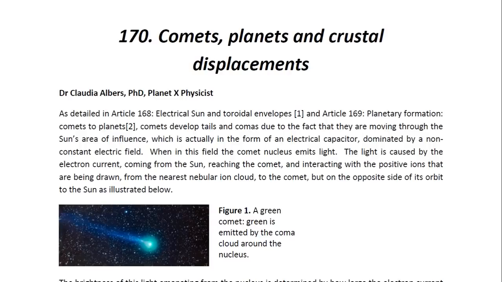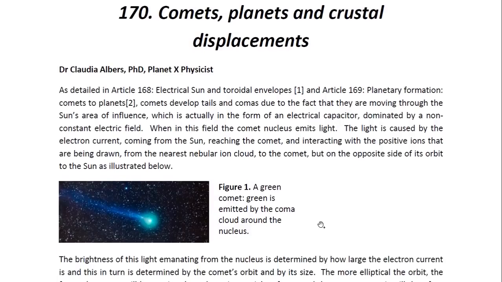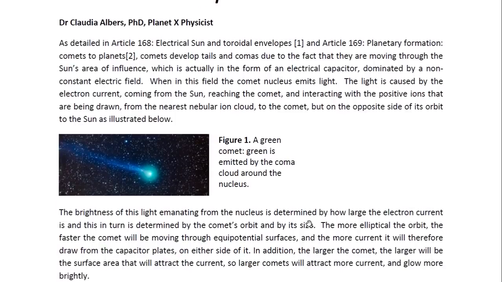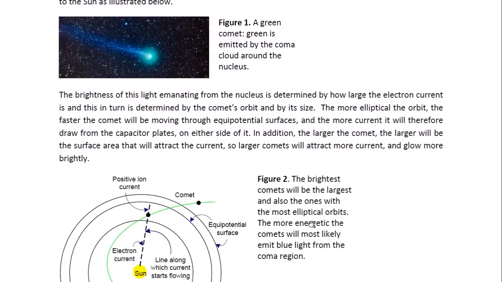When in this field the comet nucleus emits light, the light is caused by the electron current coming from the Sun, reaching the comet and interacting with the positive ions that are being drawn from the nearest nebula ion cloud to the comet, but on the opposite side of its orbit to the Sun, as illustrated below.